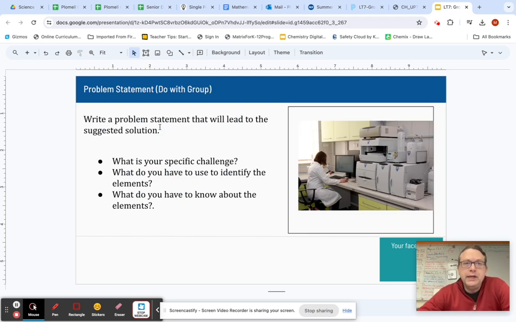So on your problem statement, just write a quick, concise one, maybe as your first slide. What will lead you to the suggested solution? What's your specific challenge? What do you have to use to identify the elements? What do you have to know about the elements in order to identify them? Quick one or two sentences, make it clear and focused.